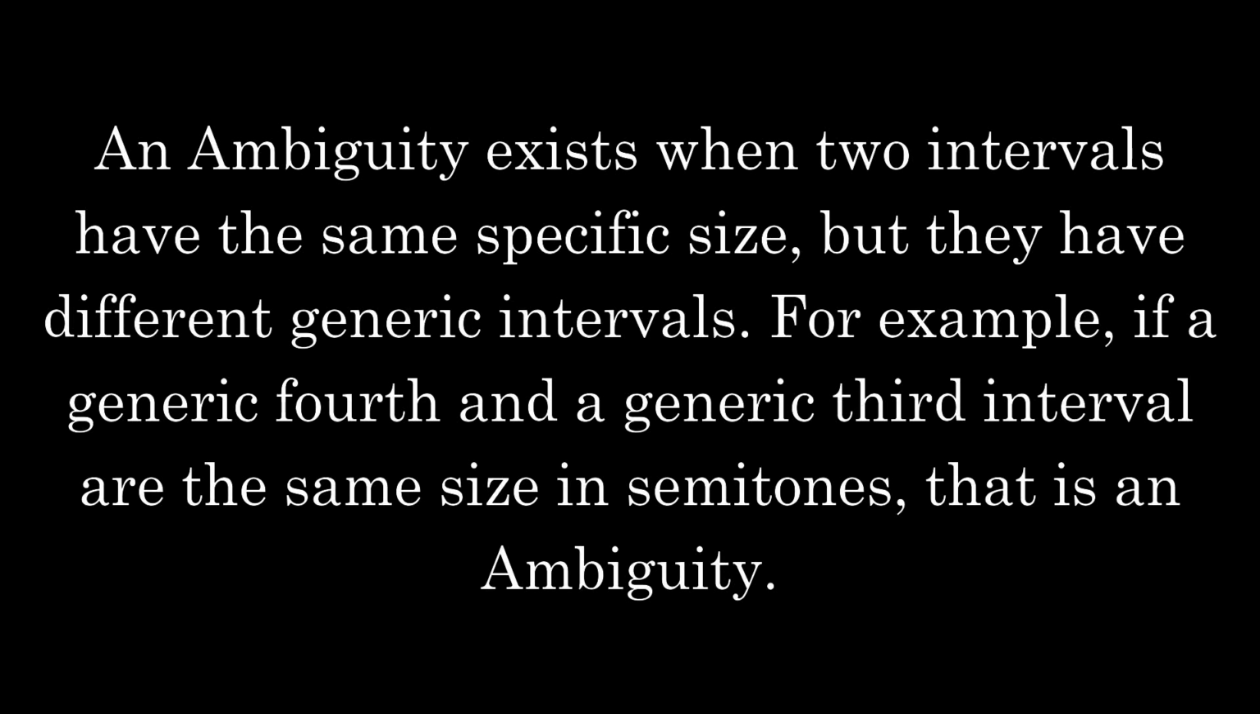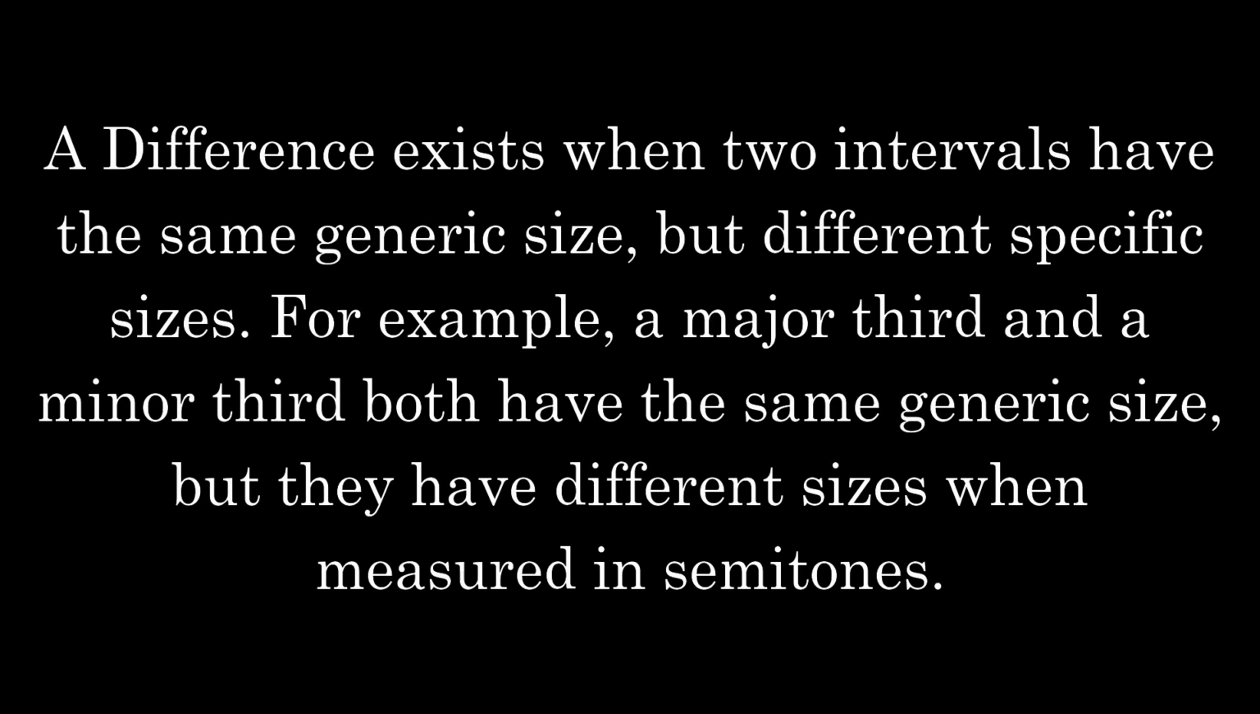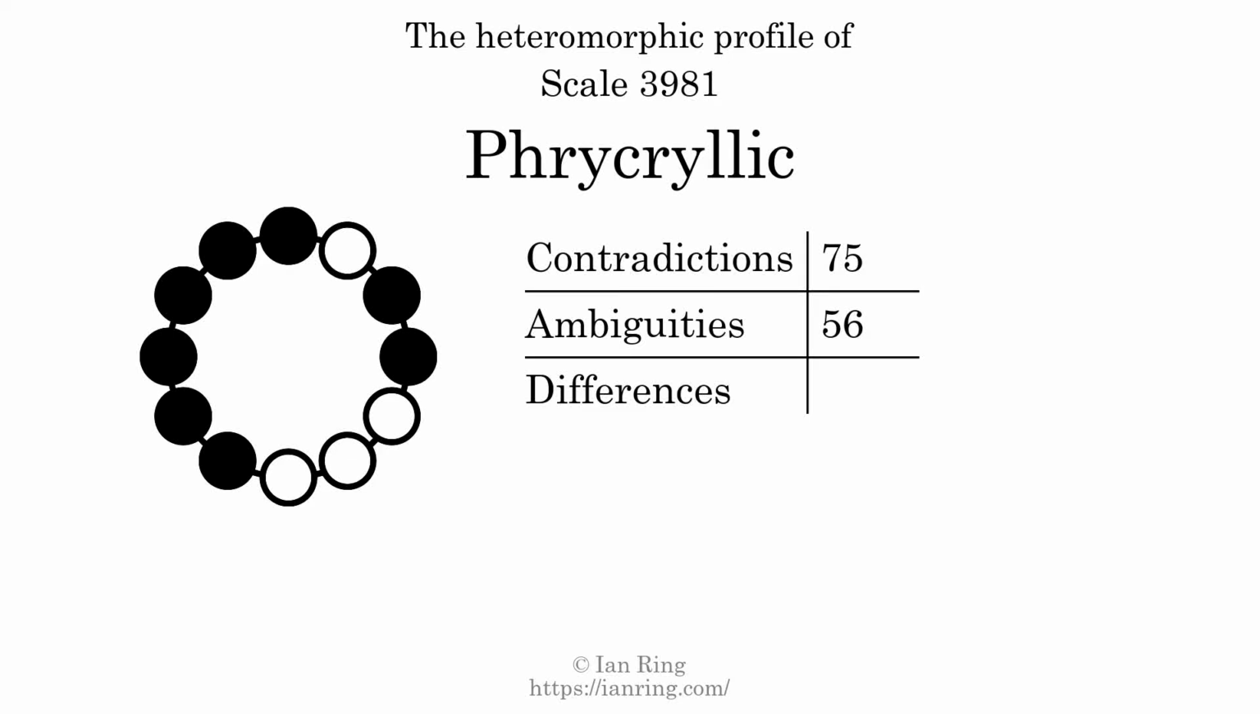An ambiguity exists when 2 intervals have the same specific size, but they have different generic intervals. For example, if a generic fourth and a generic third interval are the same size in semitones, that is an ambiguity. The number of ambiguities in this scale is 56. A difference exists when 2 intervals have the same generic size, but different specific sizes. For example, a major third and a minor third both have the same generic size, but they have different sizes when measured in semitones. The number of differences in this scale is 136.